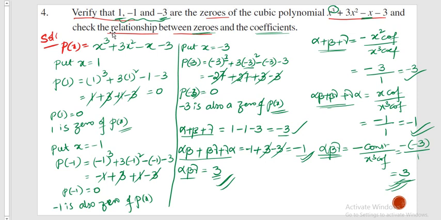So we will meet again with the next exercise, where we are going to learn about the division algorithm and the process of division in polynomials.